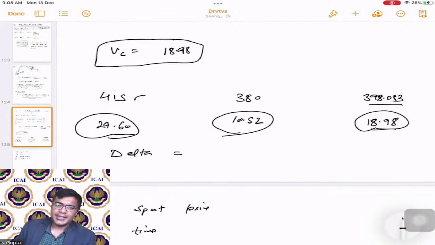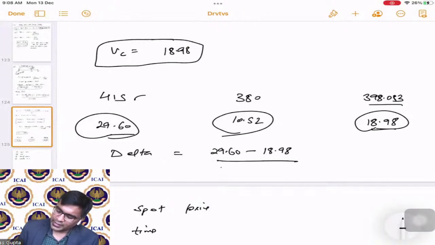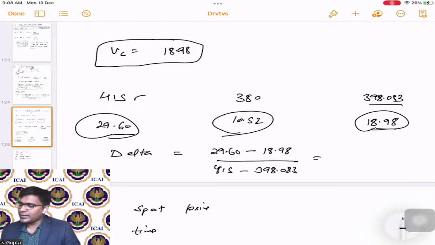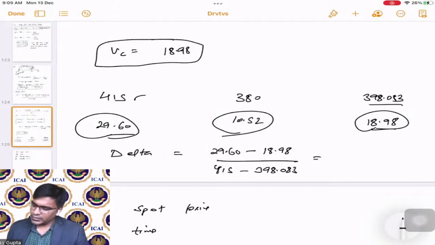Delta, how can we calculate? Change in the price, which is 29.60 minus 18.98, divided by 415 minus 398.083, correct? Using this you can calculate delta: 29.6 minus 18.98 divided by 415 minus 398.083. It comes as 0.6277, correct?